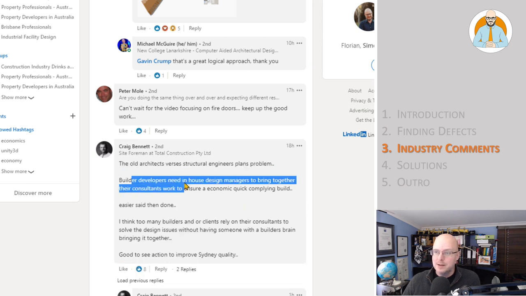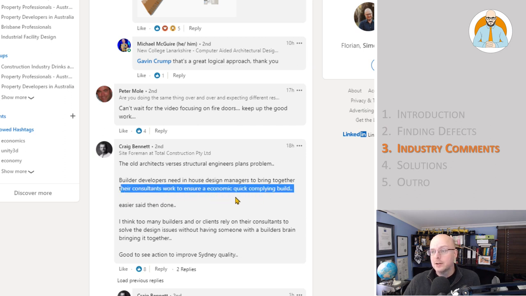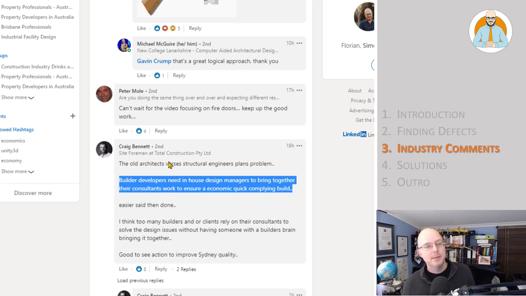Builder developers need in-house design managers to bring together their consultants' work to ensure an economic, quick, compliant building. Now, that's one role that's developing, where builders are hiring design managers to work for them to coordinate this, rather than paying the consultants to do it properly. And then they have complete control over the design manager. Easier said than done.